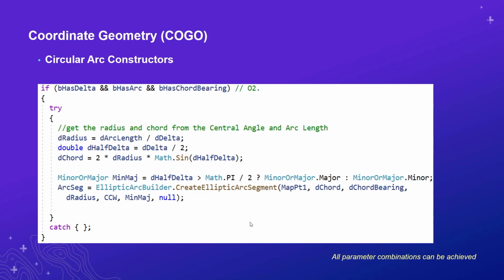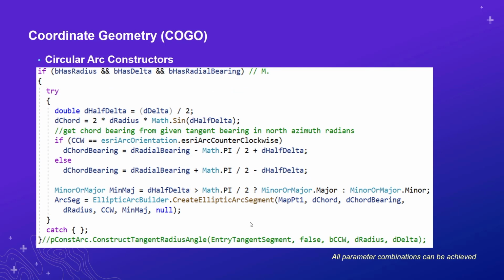Now, unlike in ArcObjects with ArcMap, where we had a very large number of circular arc constructors, that is not the case with the elliptic arc builder. However, you can achieve all of those different parameter combinations just using some first principle circular arc geometry. In this particular instance, we're creating a circular arc using a delta, arc length, and chord bearing. So you can see that we can get our chord bearing just by looking at the radius and arc length and delta and computing it, and then passing that into the constructor for the circular arc.